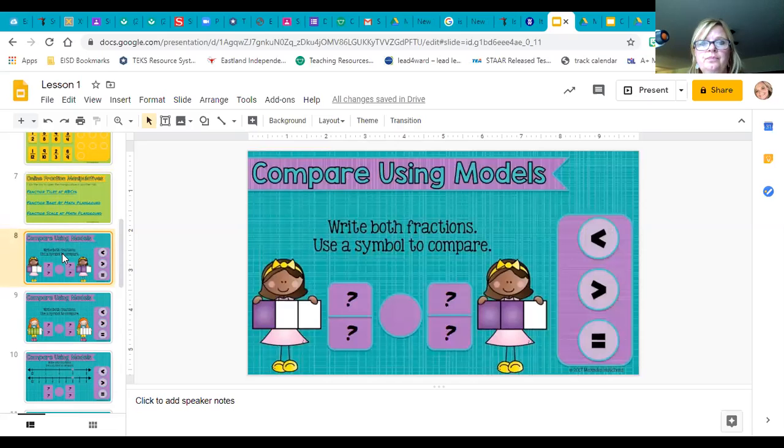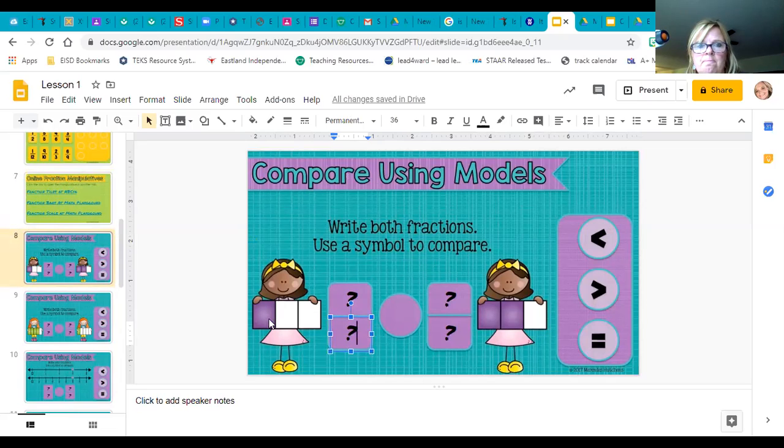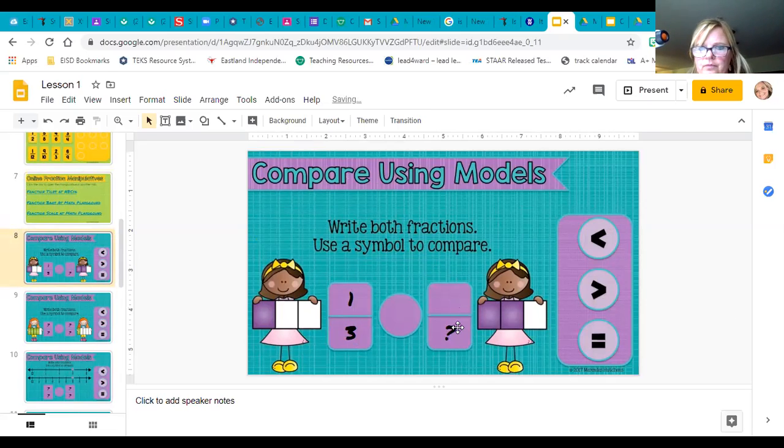Now you get down here: write both fractions, use a symbol to compare. So here, first of all, I've got to identify the fraction that she's holding. She's holding her whole as a fraction bar. The whole is divided into 3 parts, so I can change that to a 3. Usually it doesn't say on here, but we're going to go with the shaded part because they didn't say. So one of the 3 parts is shaded. And then I've got to go over here and identify, well, what's my denominator? I just click in there to get those.